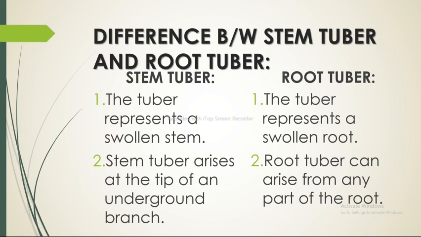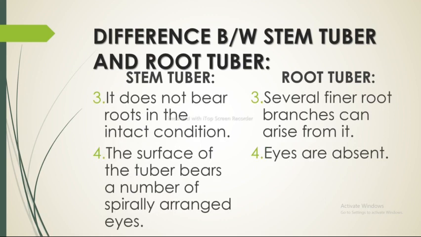Stem tuber, the stem tuber arises at the tip of an underground branch. Root tuber, the root tuber can arise from any part of the root. Stem tuber, it does not bear roots in the intact condition. Root tuber, several finer root branches can arise from it. Stem tuber, the surface of the tuber bears a number of spirally arranged eyes. Root tuber, the eyes are absent.